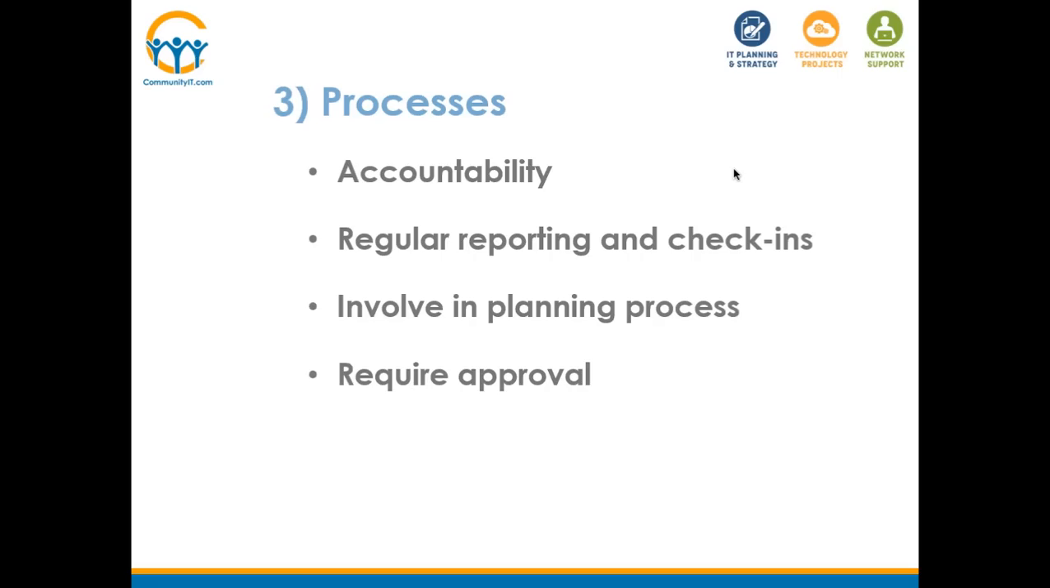And then finally, the third element of effective governance is processes, and processes that encourage accountability. One of the best ways to encourage accountability is to have regular reporting and check-ins. That can take on many different forms. Usually, when you think about process, you think about a Visio diagram with a lot of steps and control points, and that may be necessary for larger, more complex organizations.